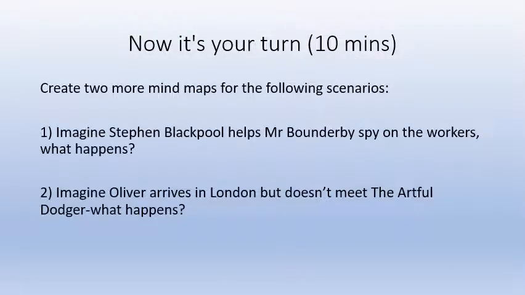You've got the hang of that now, so you need to create 2 more mind maps for the following scenarios. Imagine Stephen Blackpool helps Mr. Bounderby spy on the workers. What happens? And imagine Oliver arrives in London but doesn't meet the Artful Dodger. What happens?